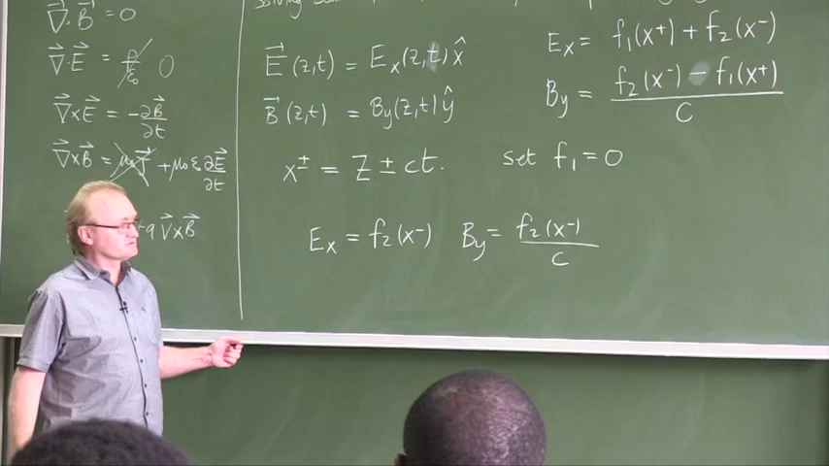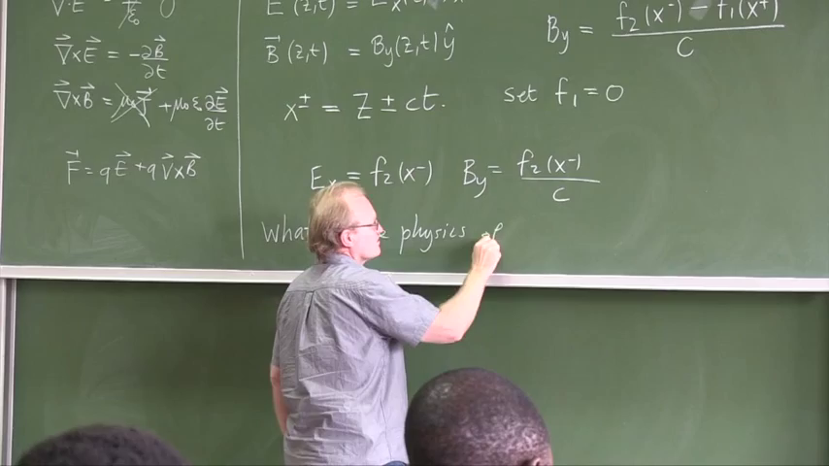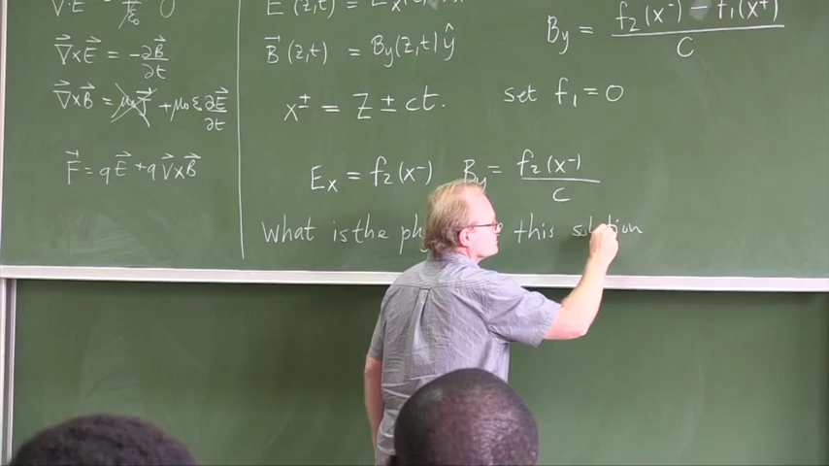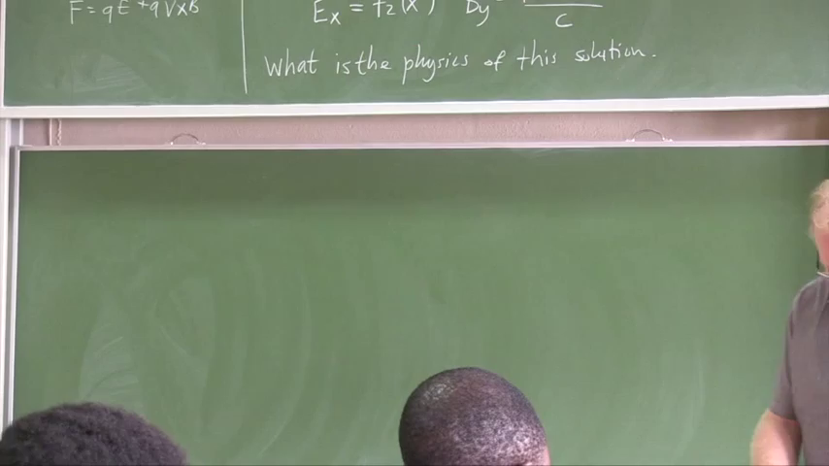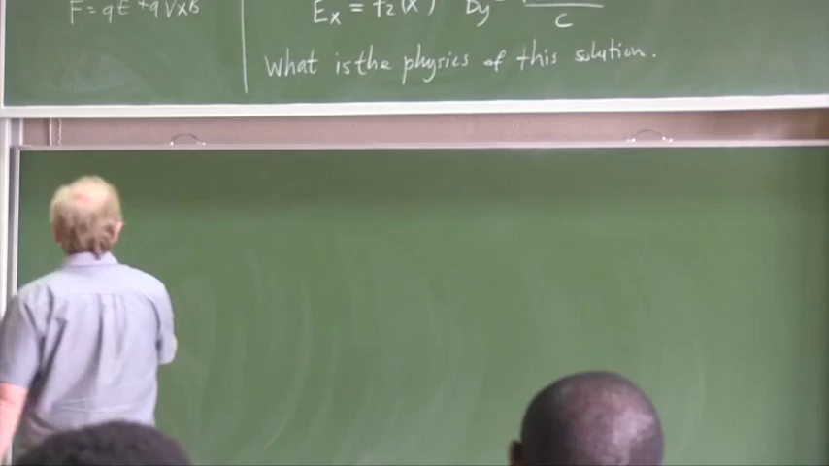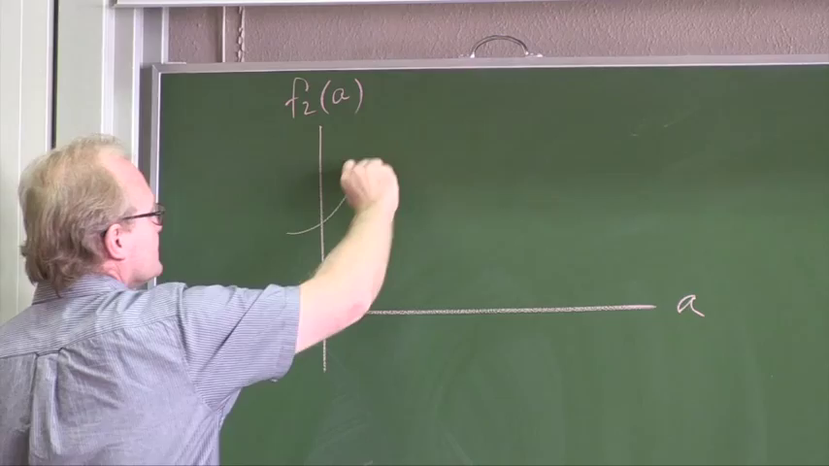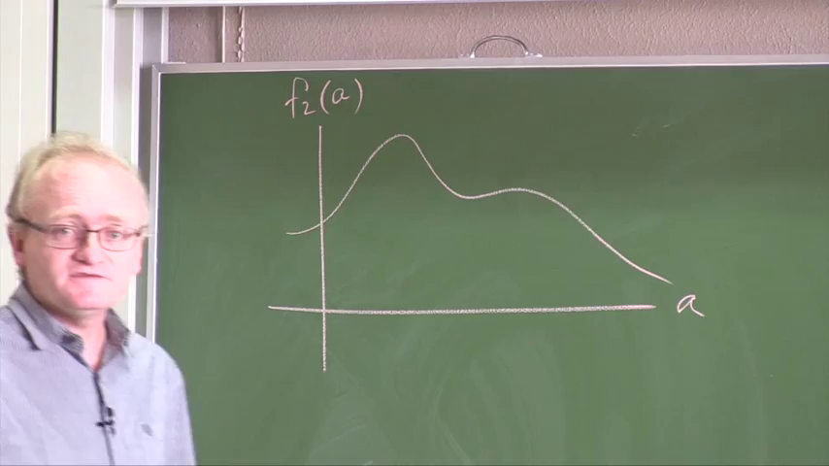So what is the physics of this solution? Okay. First of all, let me pick my function. Let's imagine that F2 is the following. I'm going to plot F2 as a function of its argument, let's say a. Perhaps it looks like that. Okay. What we will see is F2 is some sort of a wave. It was a solution for a wave equation.